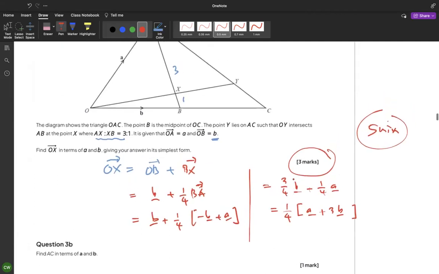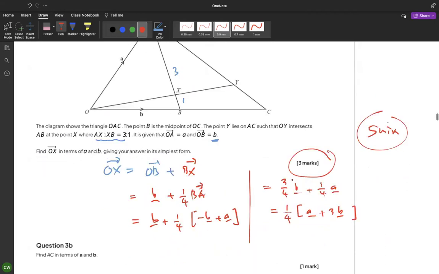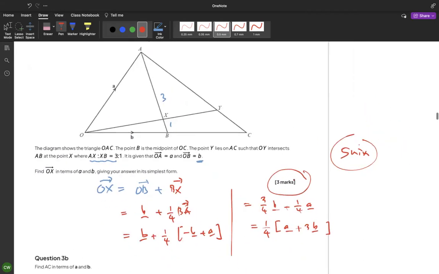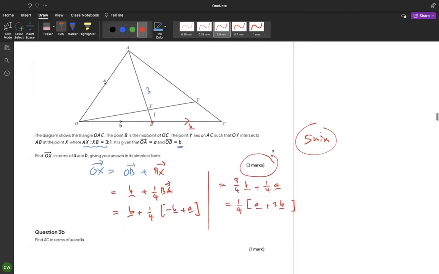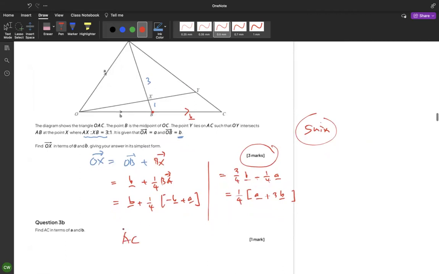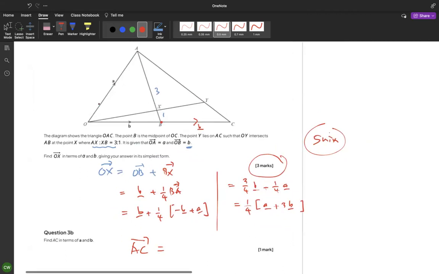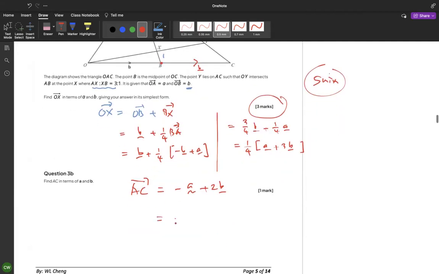Now we have found this. Now we have to find AC. B is the midpoint. It means this is another B here. So AC, you need to go backward, A to O, O to C. A to O is the opposite direction. O to C is just 2B. So you're going to get 2B minus A. Is it correct? Yes.